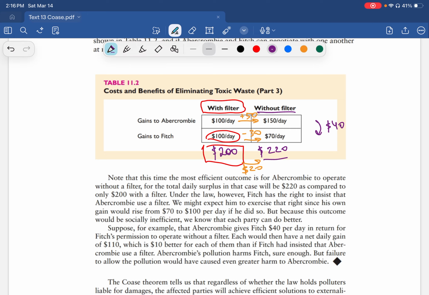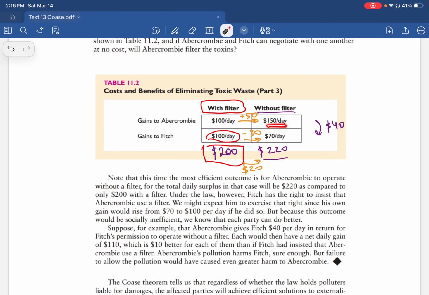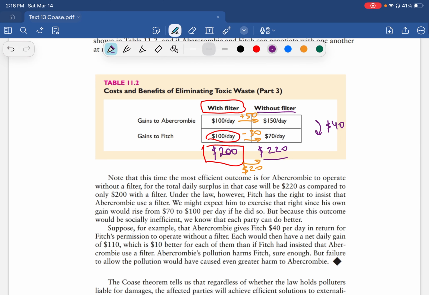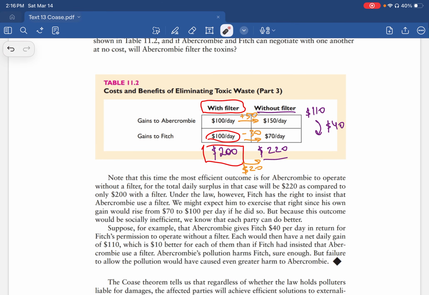First, let's look at Abercrombie. 150 minus 40 is 110. So still better than 100. He still has incentive to do that. He's not going from 100 to 150, but he's at least going from 100 to 110. Still makes sense.